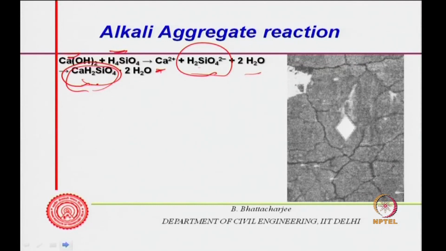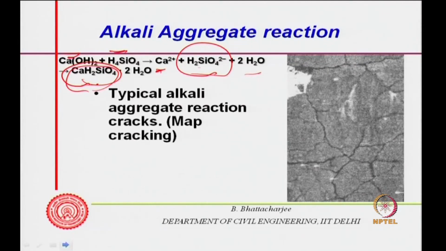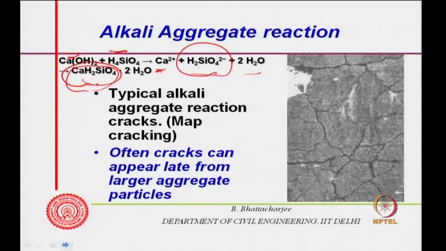Typically, they might look like this. This is what we call map cracking. The structures, you can see the cracks all around the places. Actually, cracks can appear late from larger aggregate particles. If it is from the larger aggregate particle, you may not see the crack in the first 5-10 years of its service, and they might come much later, and in extreme cases it will simply fall apart also.